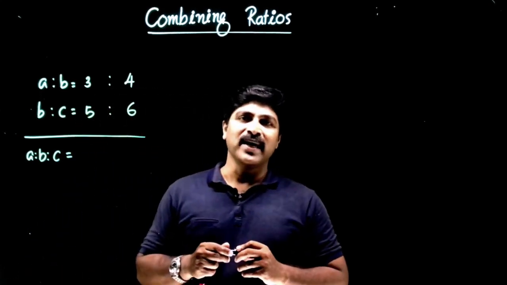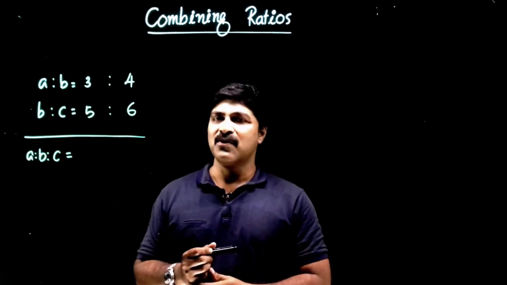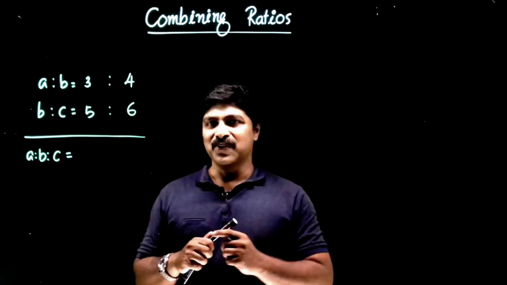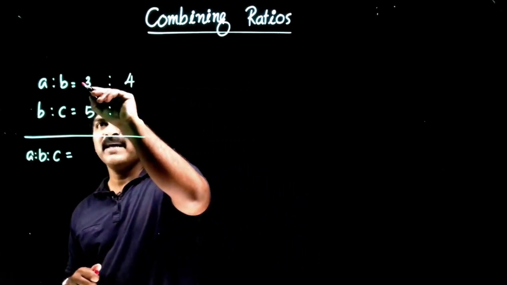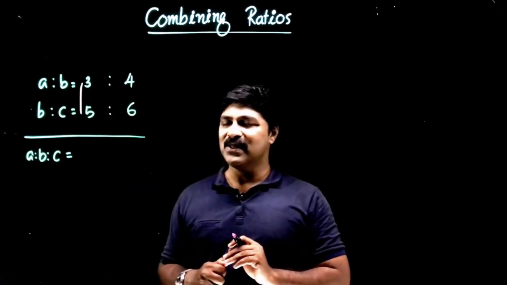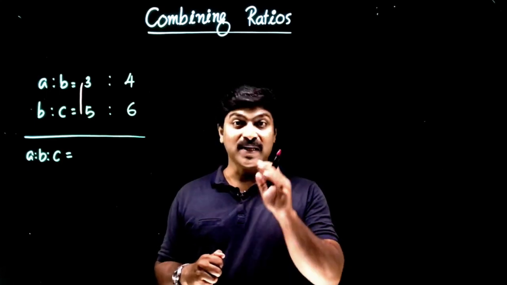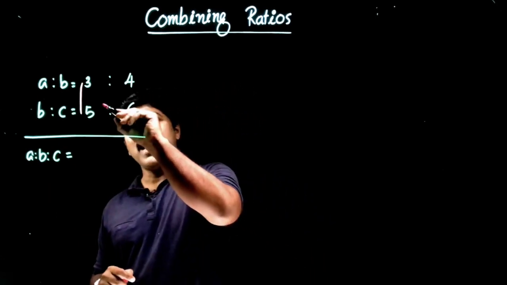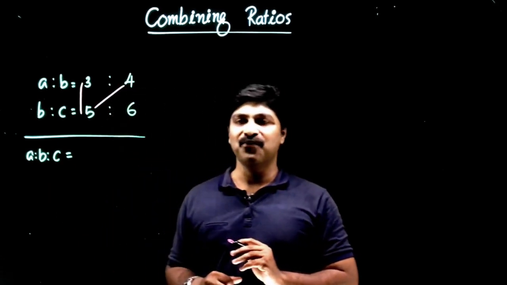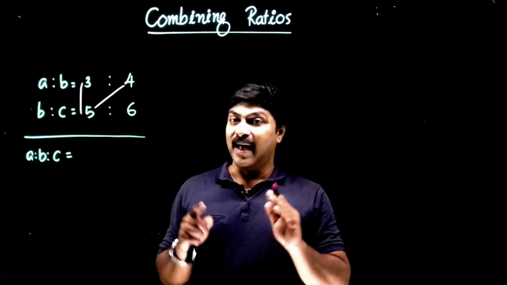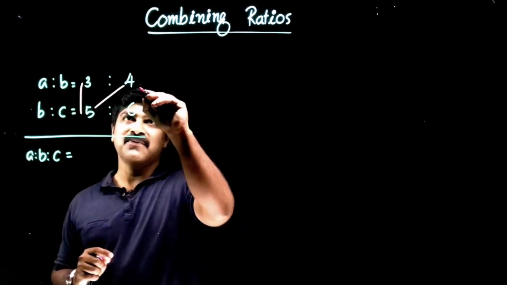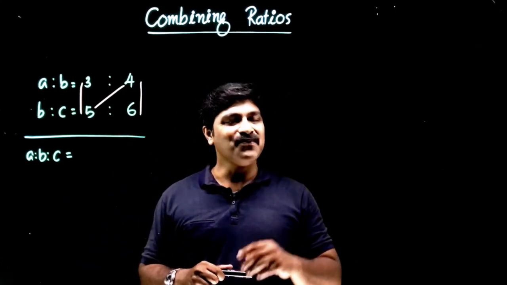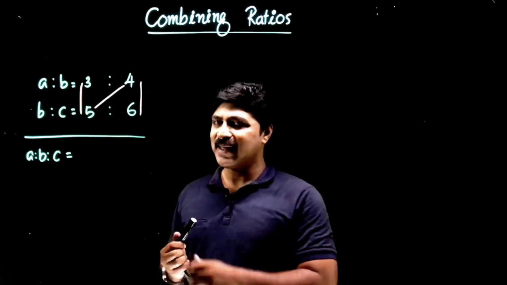You just follow a pattern-wise multiplication for combining two ratios like this. What do you want to do? First, multiply these two values together, that means 3 into 5. That's the first value, representing A. Next, multiply diagonally, 5 into 4. And the third step, 4 into 6. This is a very interesting and the easiest way of combining two ratios.